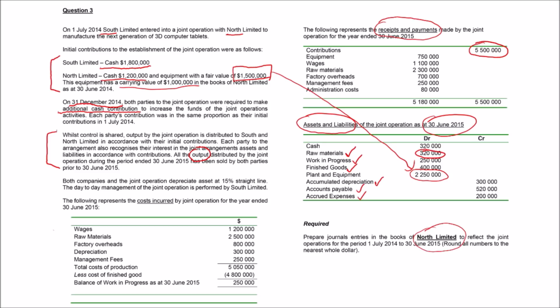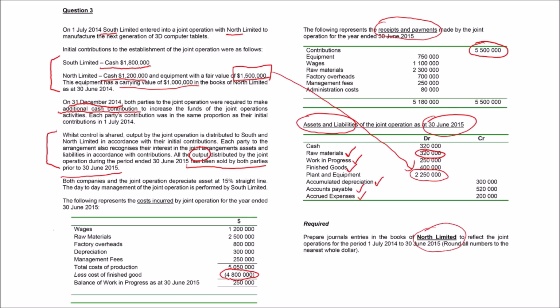And it also says that they have all been sold by both parties before the end of the year. That means the entire amount of goods distributed to them will become cost of goods sold. So how do we actually calculate the amount? We do that by looking at the first table. You can see that the cost of finished goods in total was $4.8 million.